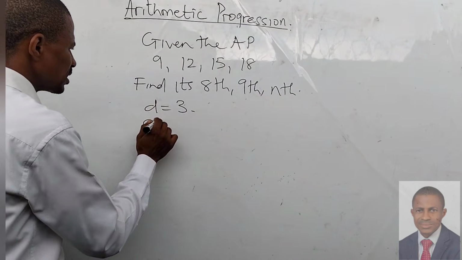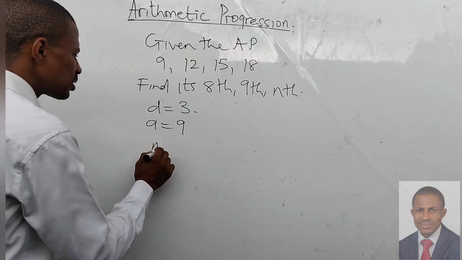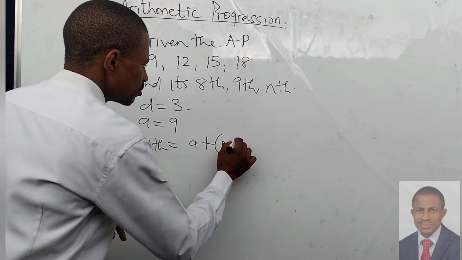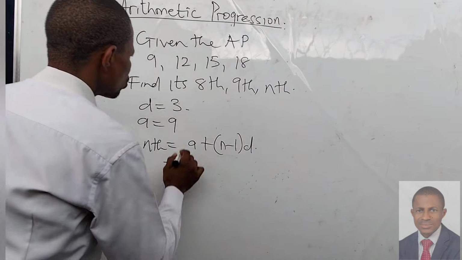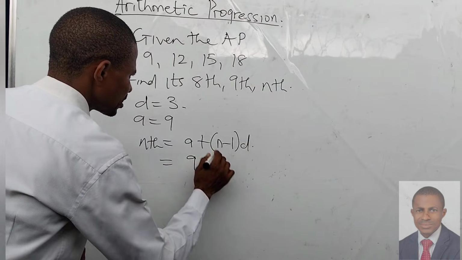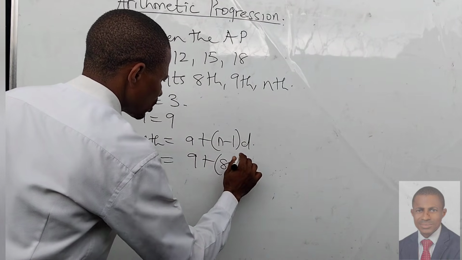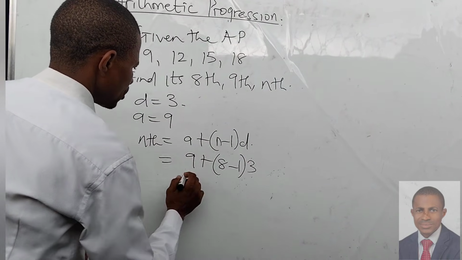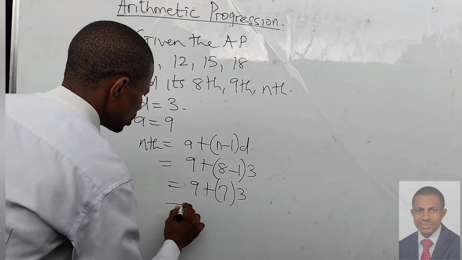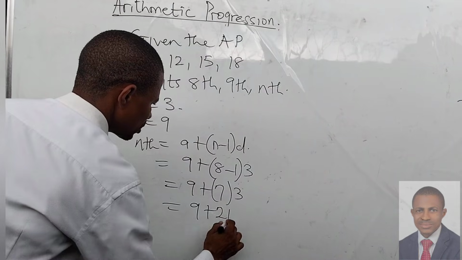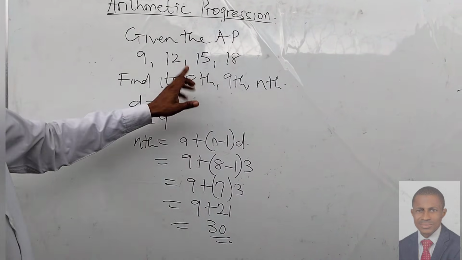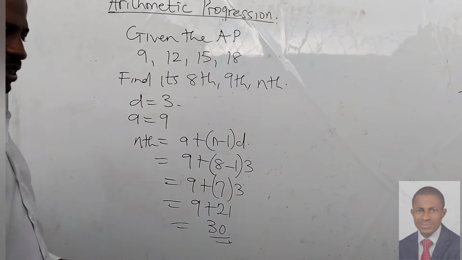Our first term is 9. Now we have a prototype formula which says A, which is the first term, plus open bracket n minus 1 close bracket, common difference D. So to look for the 8th term of this, what is the first term? 9. The 8th term will be 8 minus 1. What's the common difference? 3. So we have 9 plus 7 into 3. That's 9 plus 21. That will give us 30. So the 8th term of this question is 30.